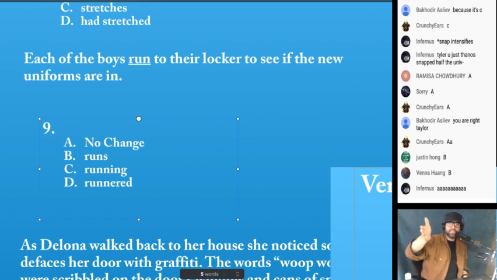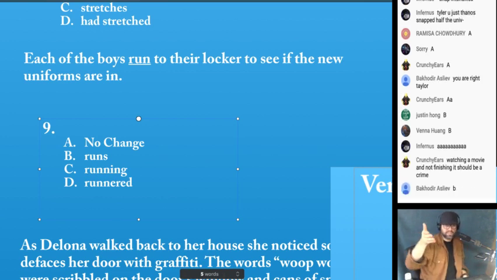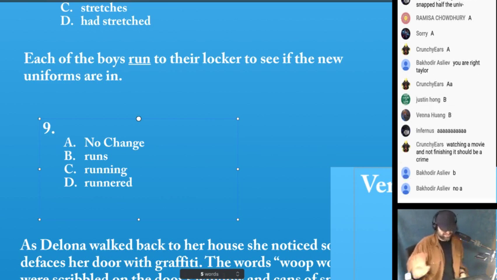We don't know. 2C is present, but we don't really know if this is past or present, so we're going to assume. And all the verbs are in present tense, so that's easy. Runnered is not a word, so they would not put runnered. I was just tired and bored.